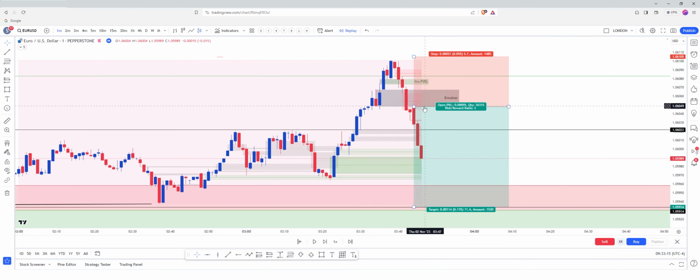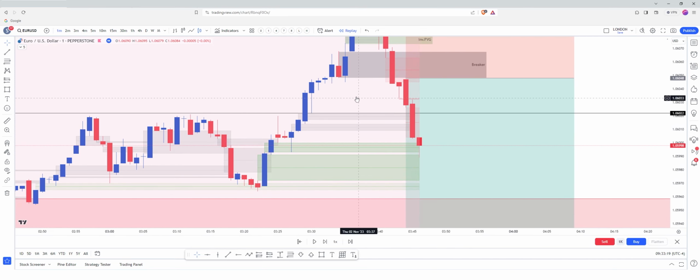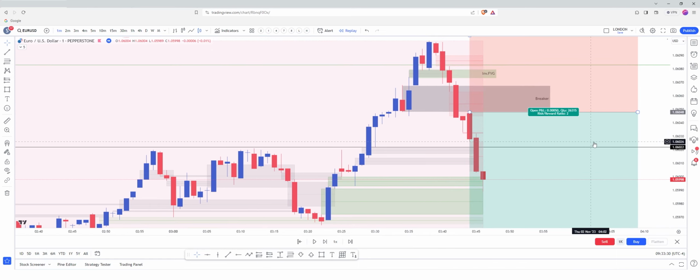Price did not tag us in. So although this got very, very close to tapping the bottom of the breaker block, the fair value gap held price down. We didn't touch the breaker block, so there's a failed entry at this point. We never got triggered into this trade, unfortunately.